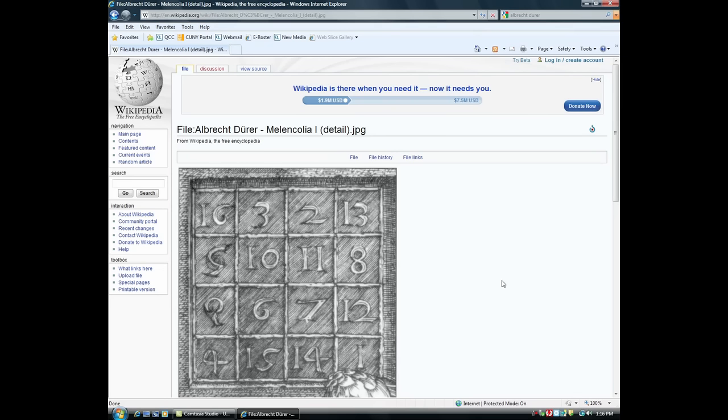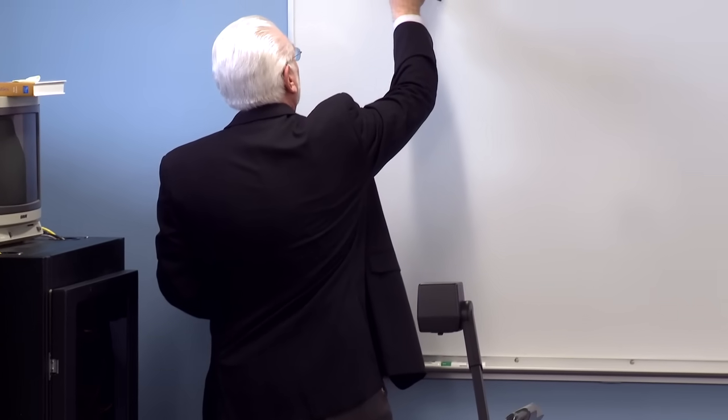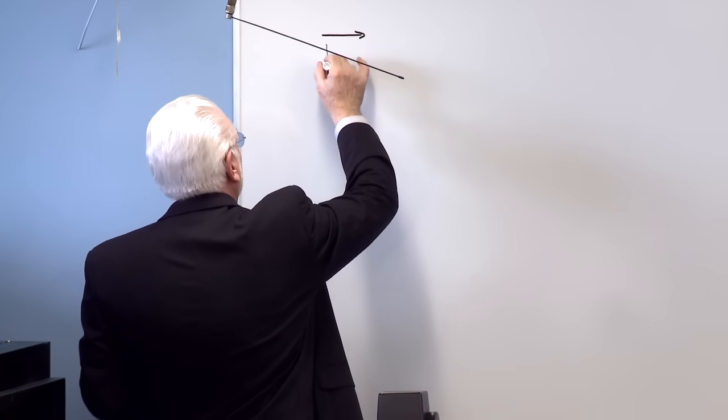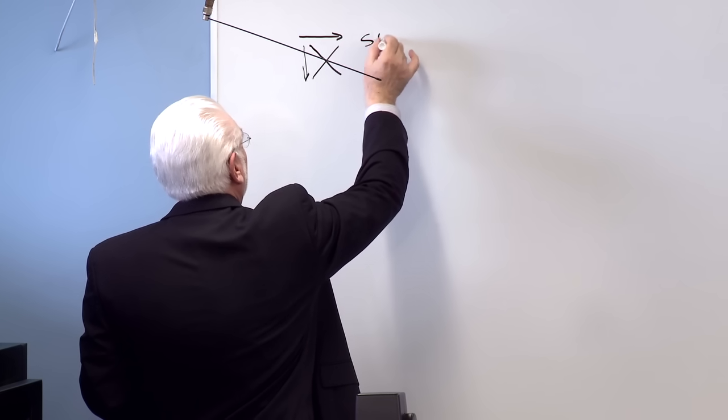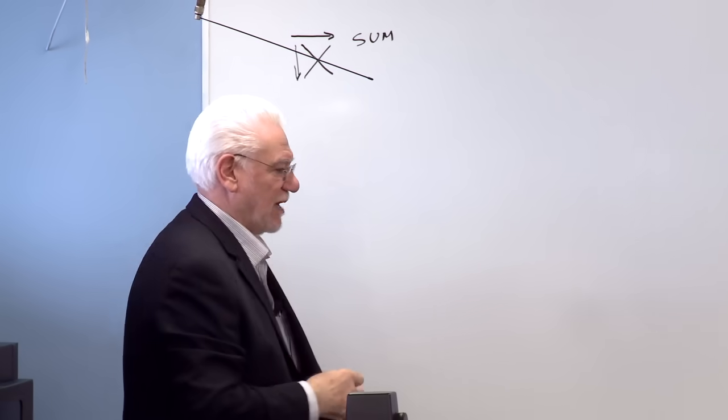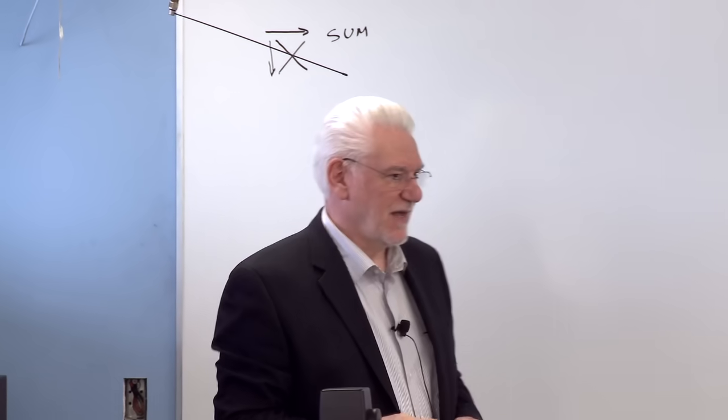Let's see if I can find it. This is a magic square. It's a 4x4 magic square. You see it has four rows and four columns. And let me explain to you what a magic square is. A magic square is an arrangement of numbers so that each row, each column, and each main diagonal has the same sum. When all the numbers are added, it has the same sum.